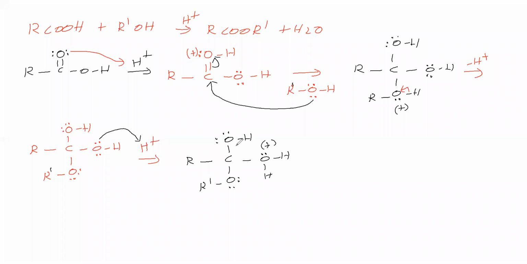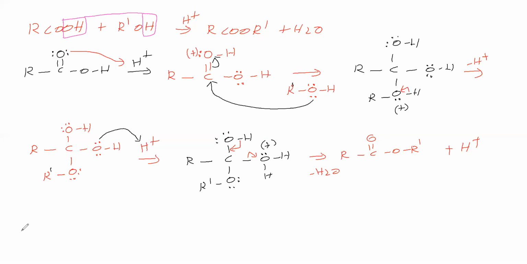What is the next step? This bond comes here, this bond goes here, therefore water leaves. So we'll get RCOOR', and H plus leaves. Here H plus is attacking and H plus is leaving. Therefore, it is a catalyst. A catalyst is involved in the chemical reaction and at last it leaves; it speeds up the reaction. So we got ester. The water molecule is formed from the OH group of the carboxylic acid and the hydrogen of the alcohol.